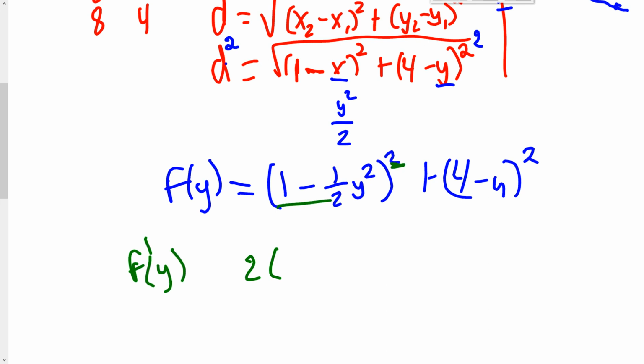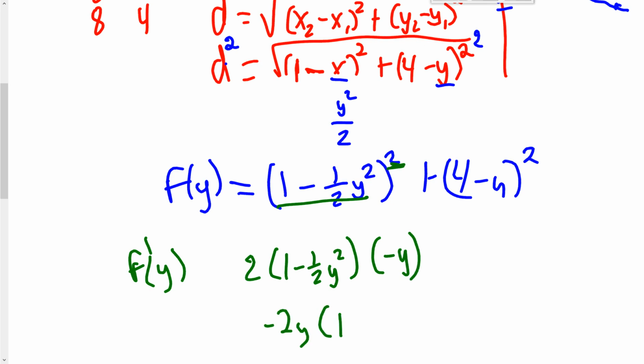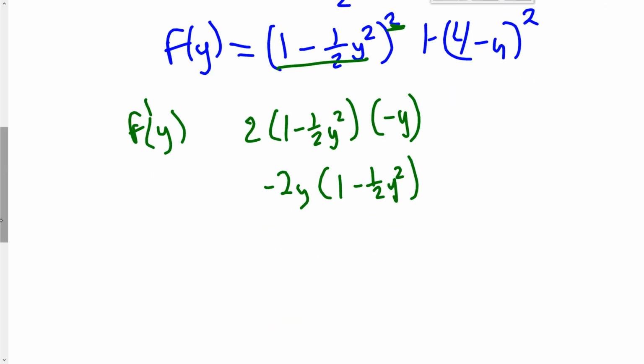I have a function raised to a power. So we leave the inside the same, we drop the power, and then we times by the derivative of the inside. Well, the derivative of the inside is 2 times negative 1/2, which is just negative 1, and we have dropped the power, so we just get negative y here. So we can simplify that to negative 2y, parentheses, 1 minus 1/2 y squared, which we can distribute that negative 2y to the inside, and we get positive y cubed here.